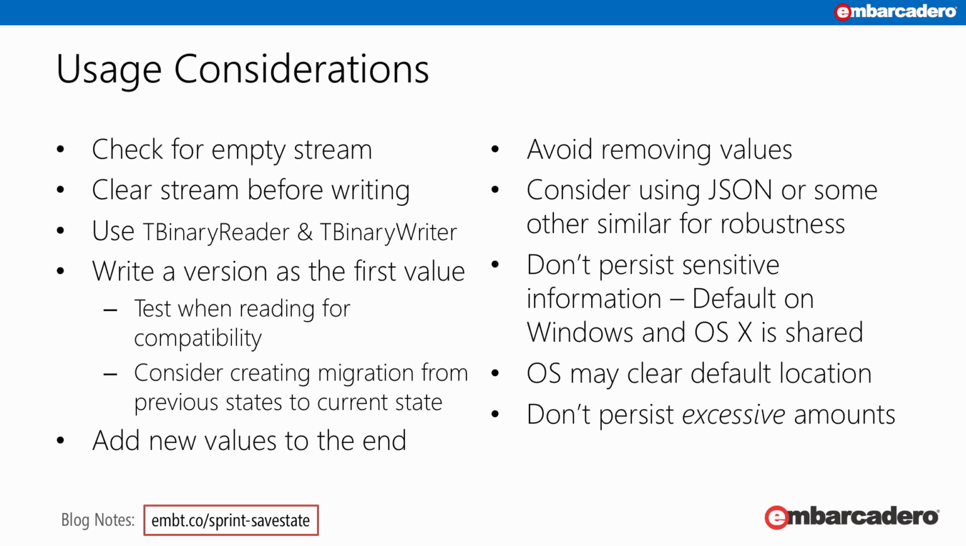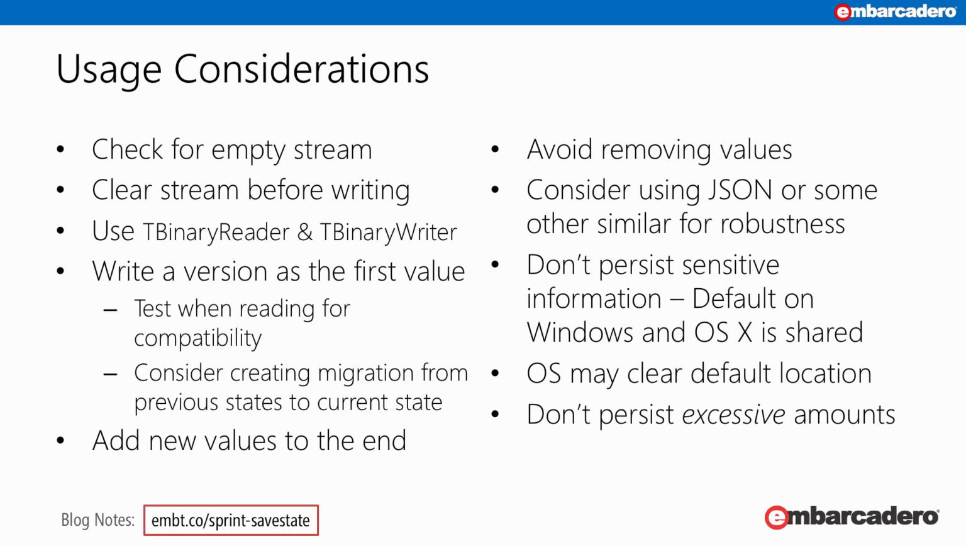Also, if you're using the default transient location, keep in mind that the OS may clear that, and don't persist excessive amounts of data. Now, you're probably going to ask, what is excessive amounts of data? I couldn't find any hard and fast rules on that, but generally speaking, persisting text and numbers, small amounts, is fine. If you're persisting an image or video or audio recording, that could take a while, especially on a mobile device where the OS may be pushing the app out of memory. If you take too long to persist, not only is it going to create a poor experience for the user, but the OS might say, oh, you're not responding, and kill you. So keep that in mind.